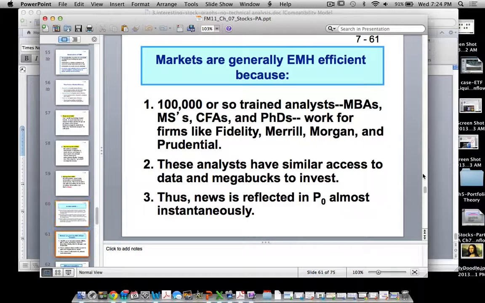So you can read the same information here. 100,000 or so trained analysts, MBAs, MS in finance, CFAs, PhDs that work for firms. They have similar access to data and megabucks to invest. Thus, news is reflected in P naught almost instantly.